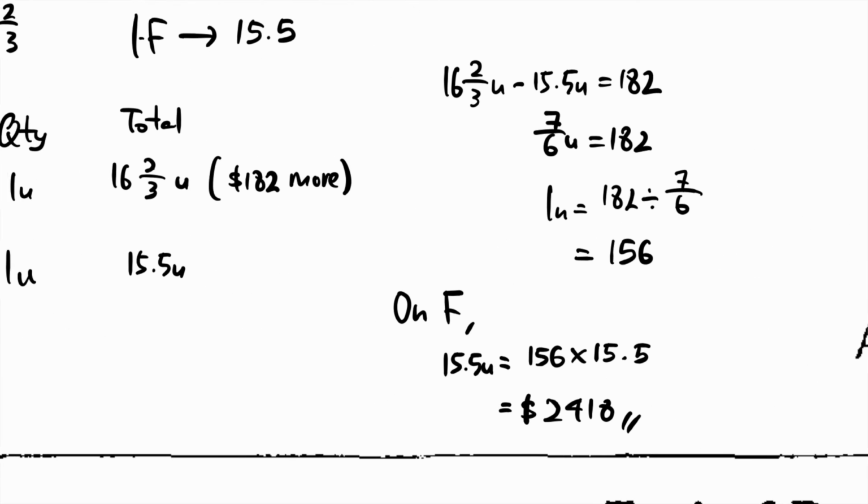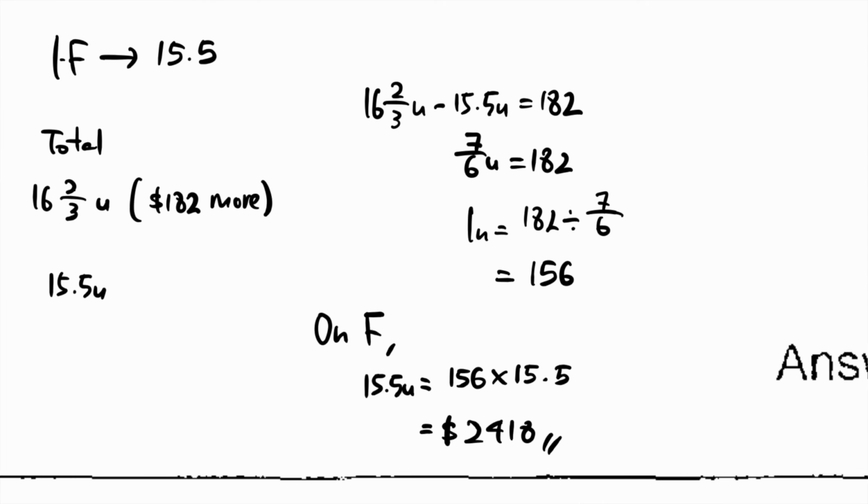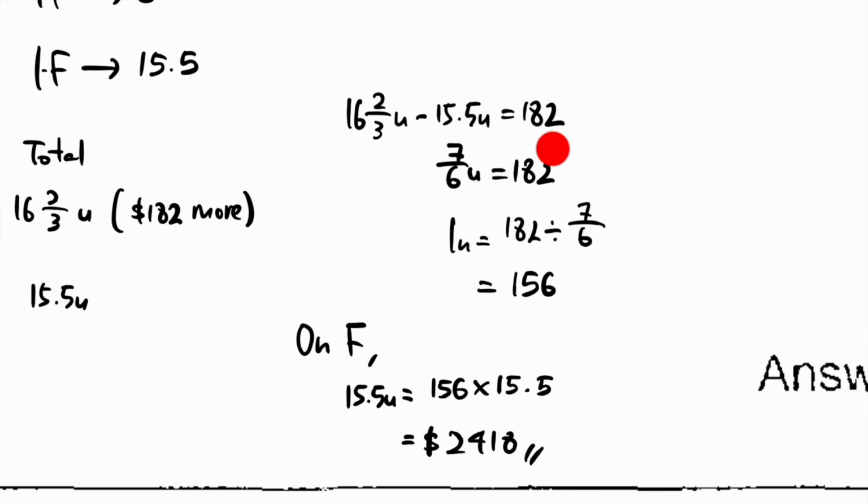So this is what we're going to do. 16 and 2/3 minus 15.5 gets us 7 over 6 units, and that is 182. 1 unit means 182 divided by 7 over 6. That's 156. Do you realize that this is the number of pots for each that was bought? Yeah, no guessing needed.